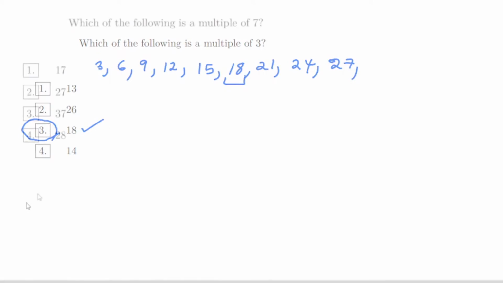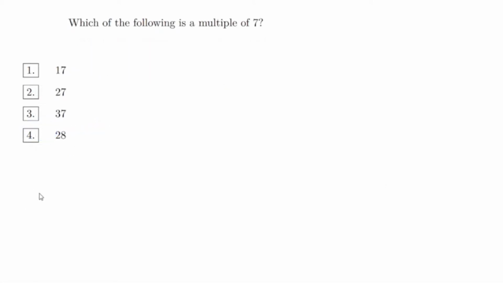Okay. So the question is, which of the following is a multiple of 7? Well, if you can quickly pick it up, good for you. But if not, you just try and create that times table for 7. So 7 times 1 is 7, 7 times 2 is 14, 7 times 3 is 21, 7 times 4 is 28, 7 times 5 is 35, 7 times 6 is 42.